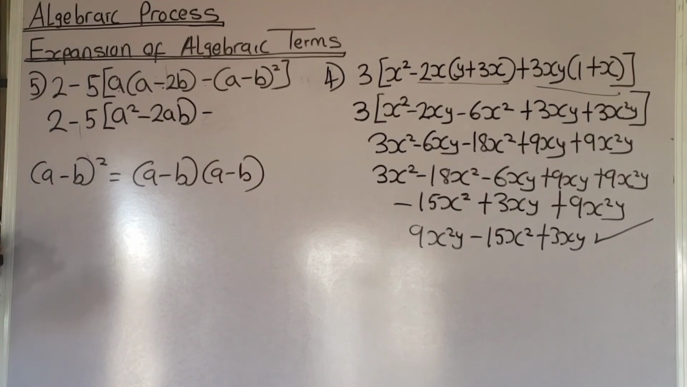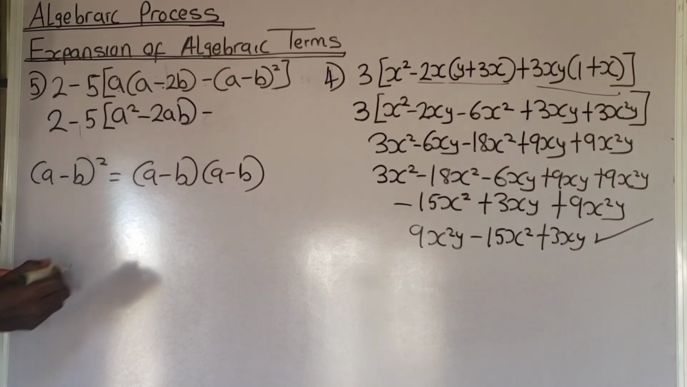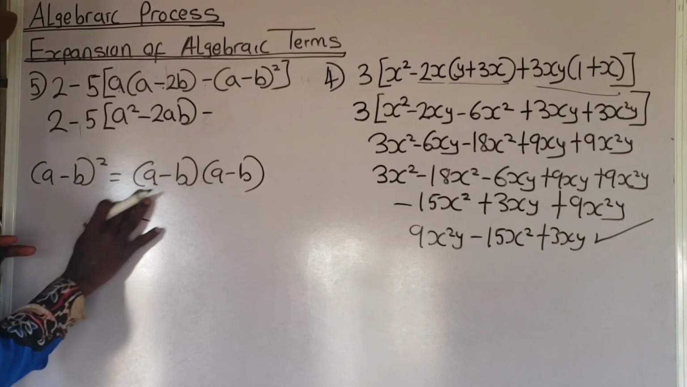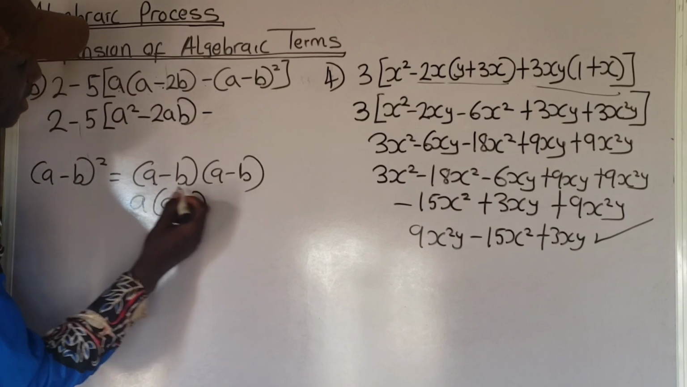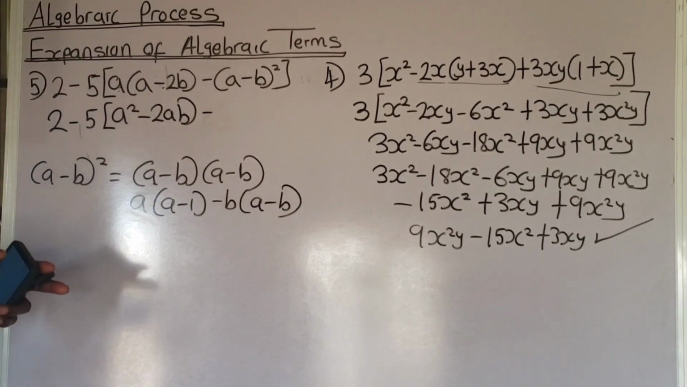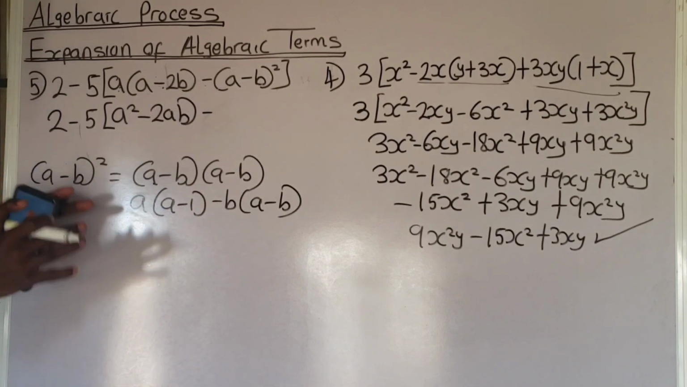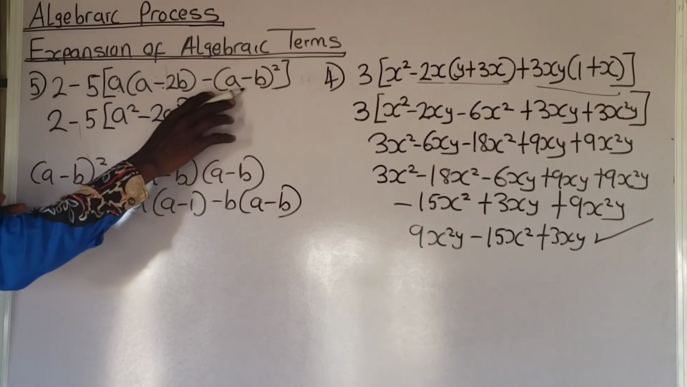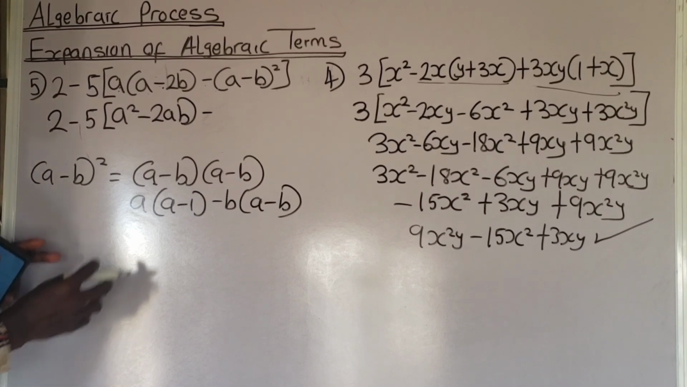Please pay attention. This is simple. I just took this, a minus b squared, and this is the expression. So let us deal with it. I'm going to have a multiplied by a minus b, and then minus b multiplied by a minus b. Just like the previous example that I did. I want to solve this so that you can see, and by the time I'm done, I'm going to write it back. So a minus b squared is also the same as a minus b multiplied by a minus b. So I expand it.